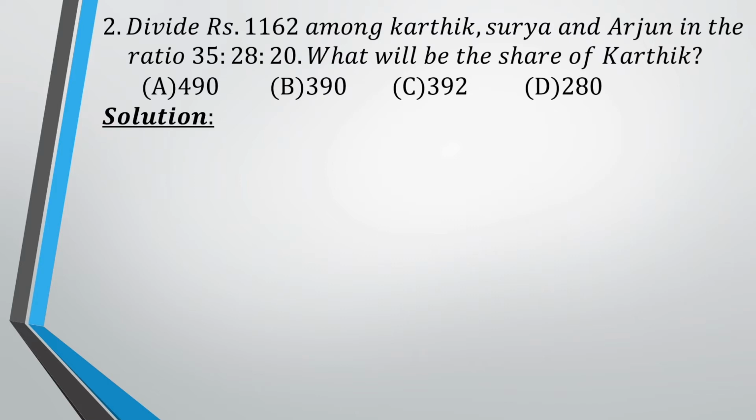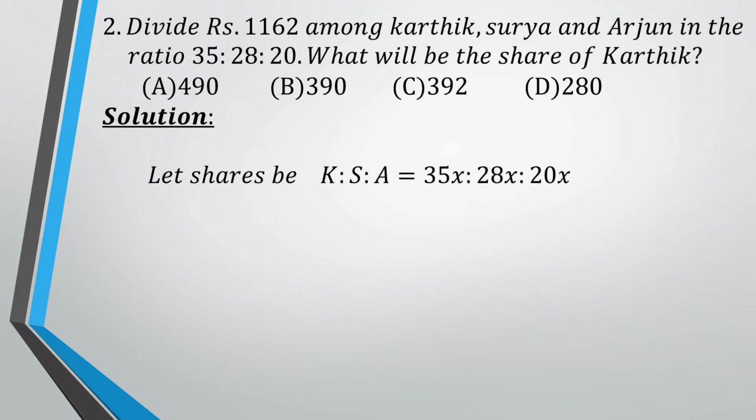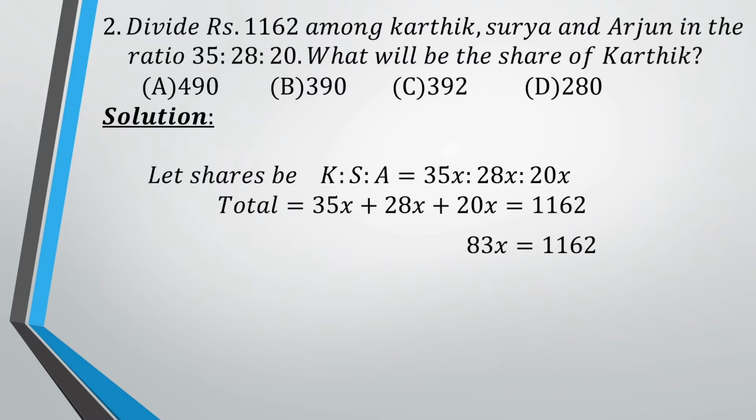Here let the shares of Karthik, Surya and Arjun, K is to S is to A, is equal to 35x is to 28x is to 20x. So if we cancel x, we'll have the same ratio. So the total will be 35x plus 28x plus 20x. So that is given as 1162 here. So I'm making it equal to 1162. So 83x is equals to 1162. X is equals to 1162 by 83. That is equals to 14.